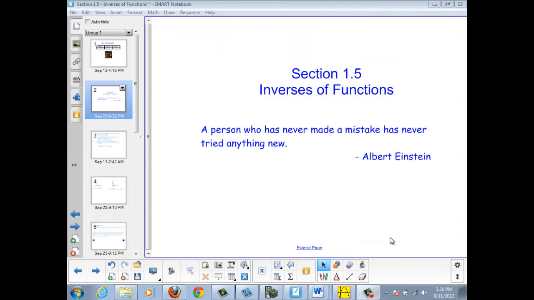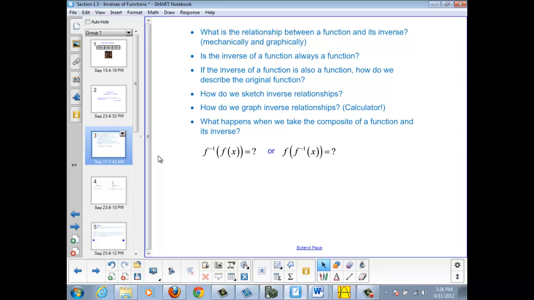Welcome to section 1.5, Inverses of Functions. At the end of this section, we'll want to be able to answer these questions. First, what is the relationship between a function and its inverse, both mechanically and graphically? Second, is the inverse of a function always a function?